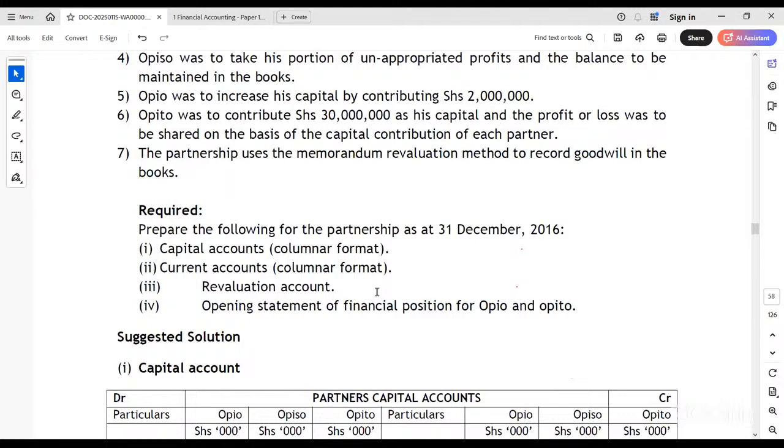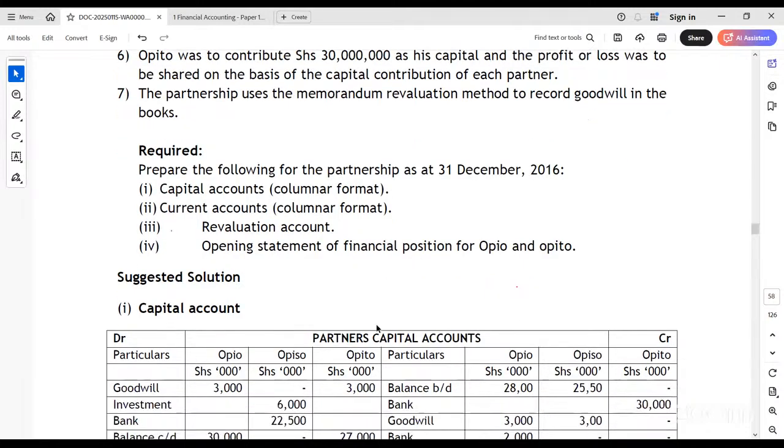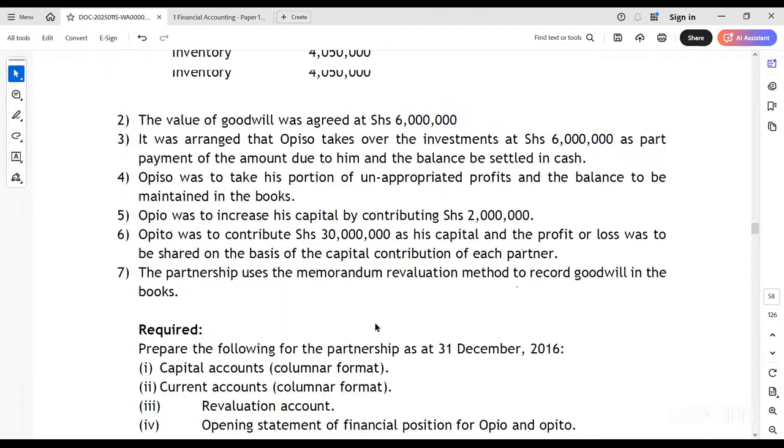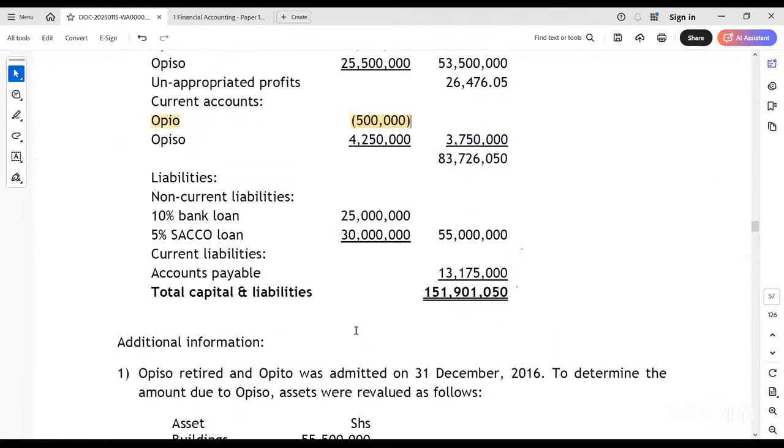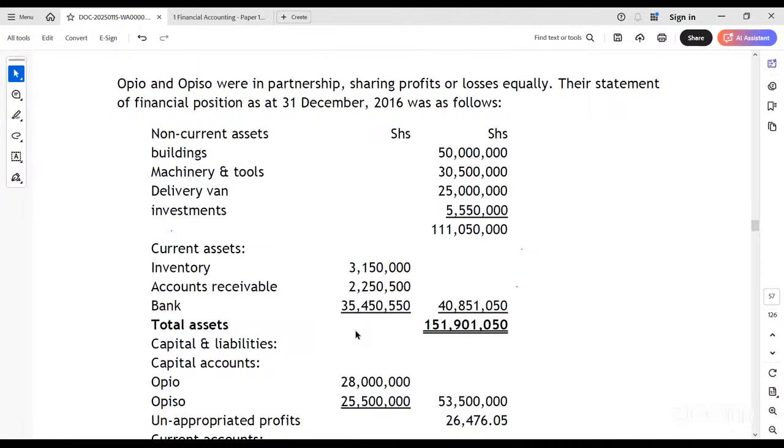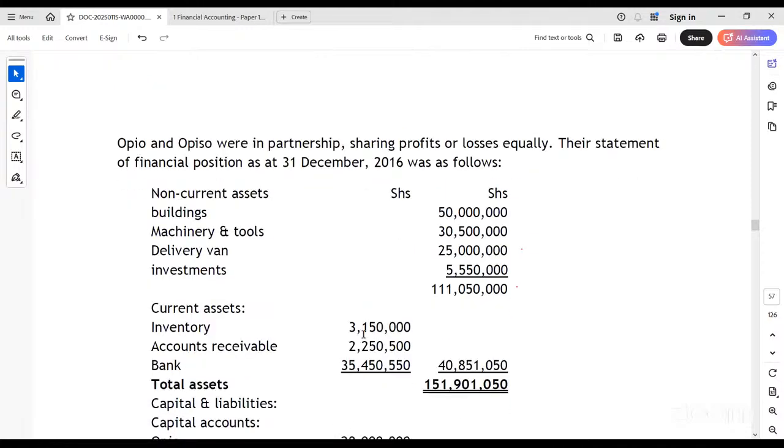Required, prepare the following for the partnership as at the 1st December 2016: capital accounts, columnar format, current accounts, then the revaluation account, and then the opening statement of financial position for Opo and Opito. Those with the notes, you'll see that the solutions are there in those notes, but we need to work these out together. Now, this is our question.